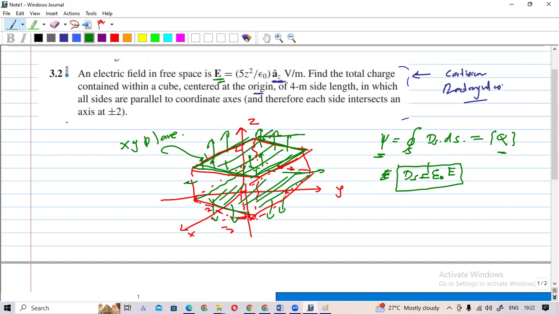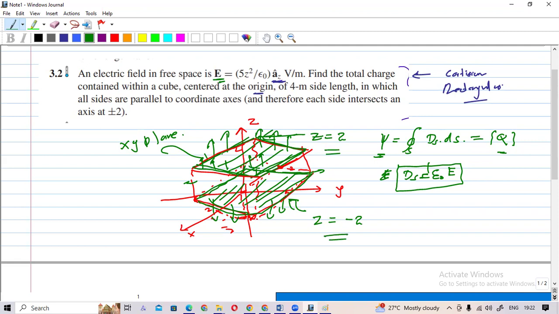This plane is Z equal to 2. And the bottom plane, what is the Z coordinate for the bottom plane? Z is equal to -2. Okay, Z is equal to 2 and Z is equal to -2.